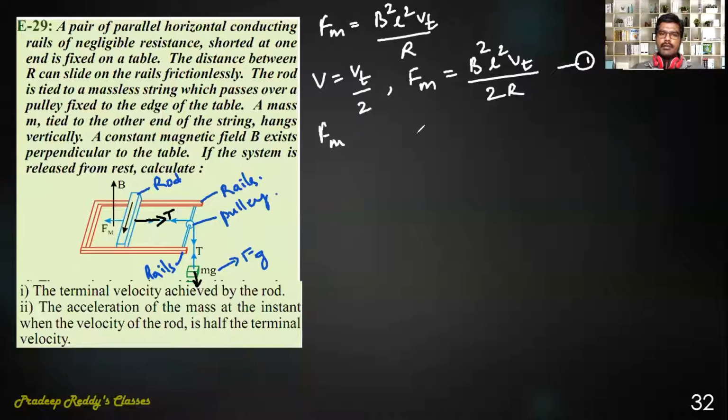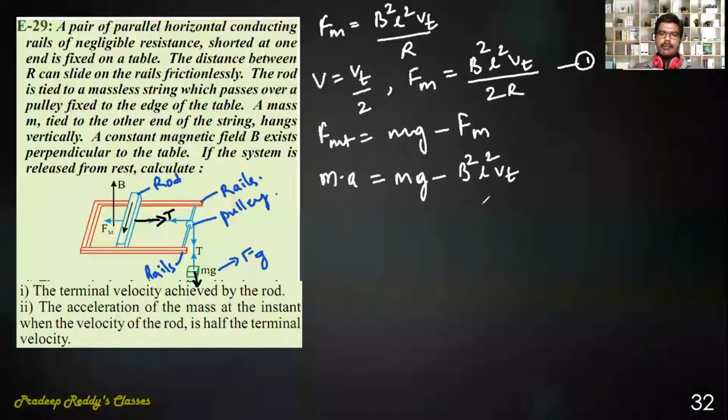F net will be equal to mg minus Fm. But what is F net? F net is equal to m into acceleration A, which is equal to mg minus Fm. So this will be B square L square Vt divided by 2R. You are supposed to calculate only the acceleration of the mass. So both forces are not balanced. The gravitational force minus the magnetic force which is acting over there, I have just substituted here.